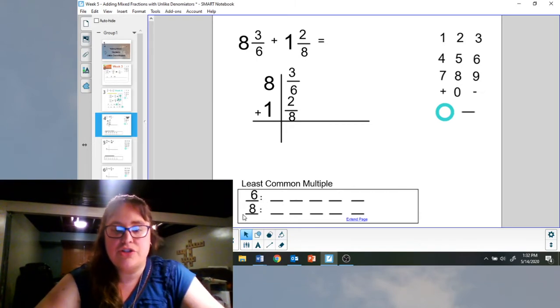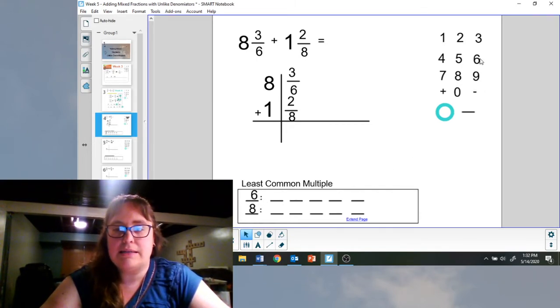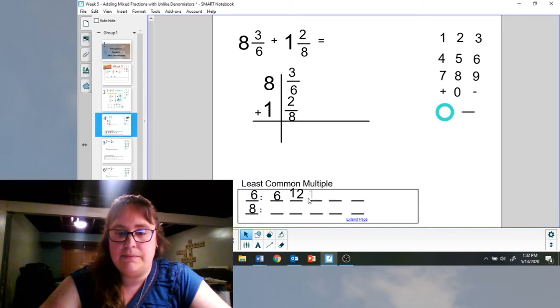Using your multiplication chart, you're going to skip count across. So you've got 6, 12. You're probably writing faster than Mrs. Spitzley can draw. 6, 12, 18, 24. I do not like my 6s. You're probably faster than me. And 30.